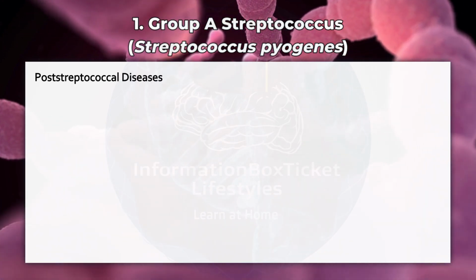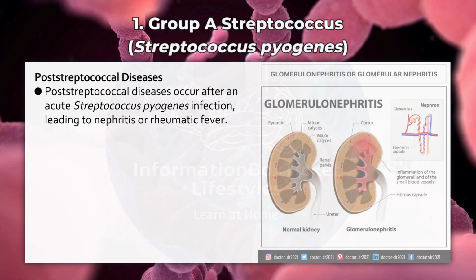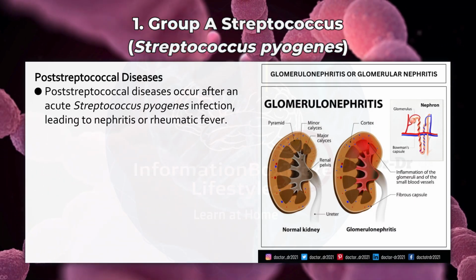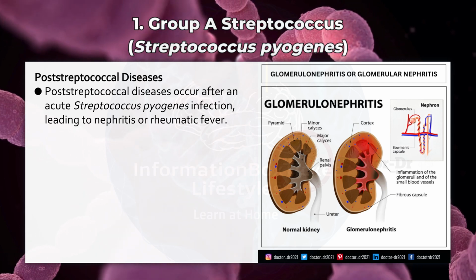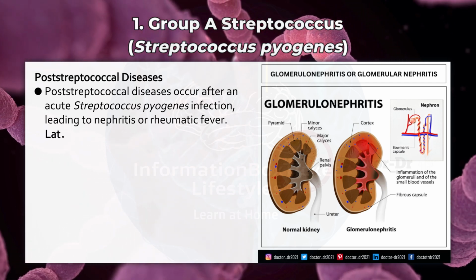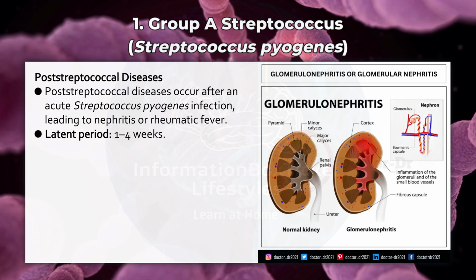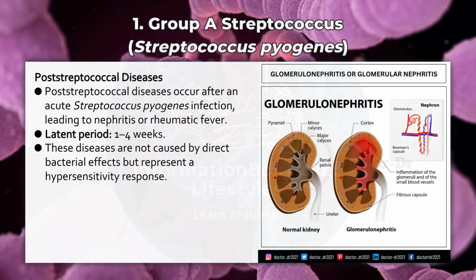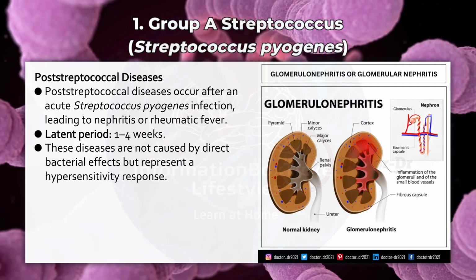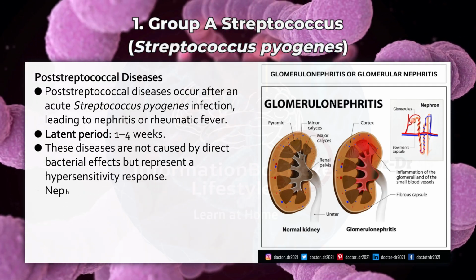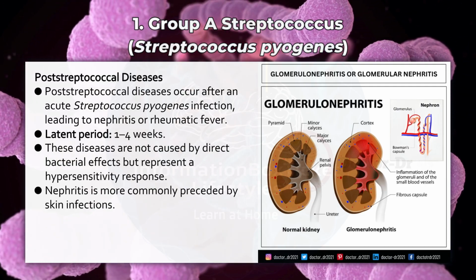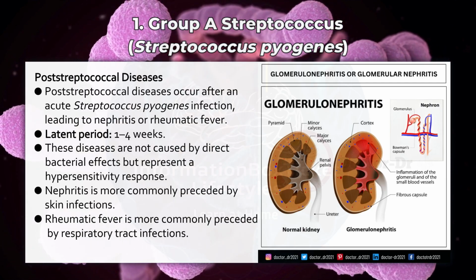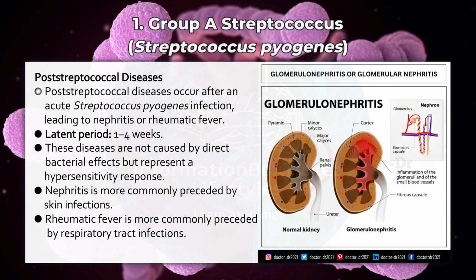Post-streptococcal diseases. Post-streptococcal diseases occur after an acute Streptococcus pyogenes infection, leading to nephritis or rheumatic fever. Latent period, 1 to 4 weeks. These diseases are not caused by direct bacterial effects, but represent a hypersensitivity response. Nephritis is more commonly preceded by skin infections. Rheumatic fever is more commonly preceded by respiratory tract infections.